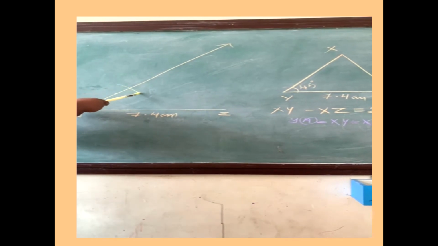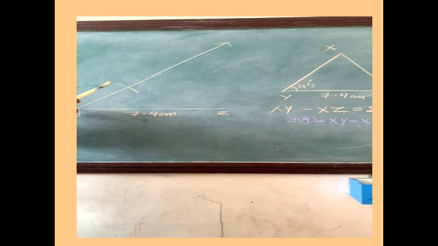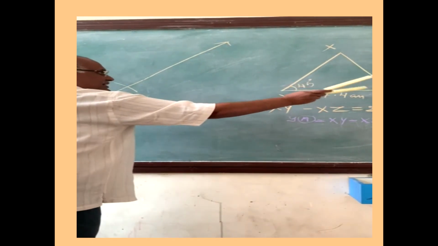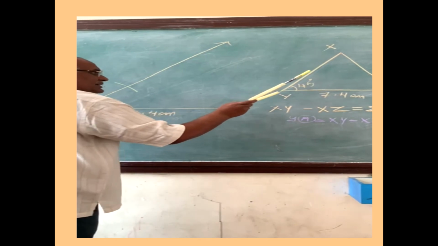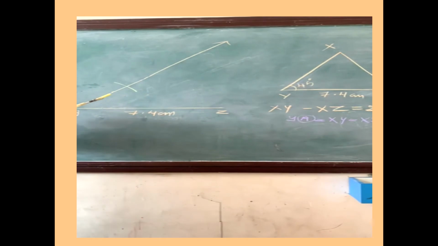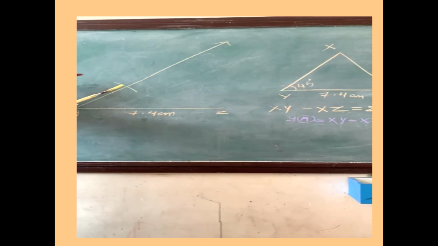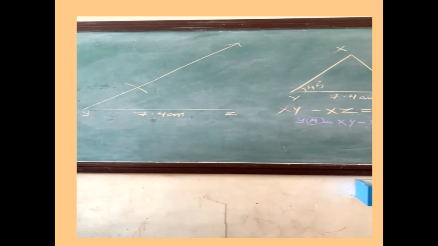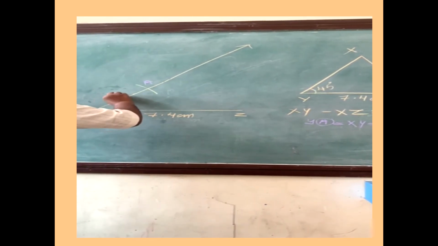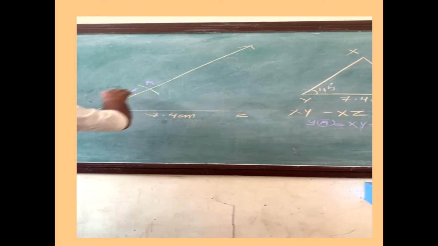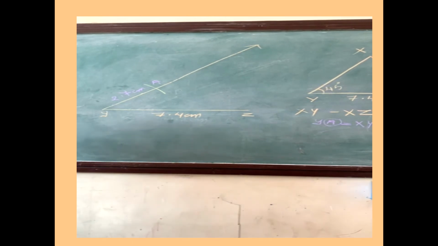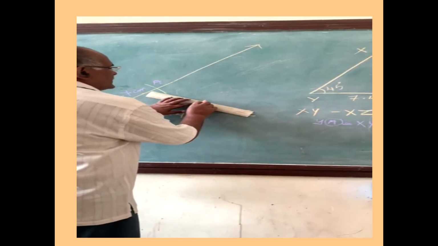When I am saying upper side, why? Because our XY is greater than XZ. The adjacent side of the given angle is greater than the opposite side. So the arc will be cut on top. Clear? So you will have a point here, which is 2.7 centimeters from Y. Let us join this A with Z point.